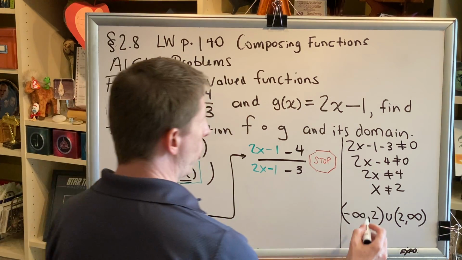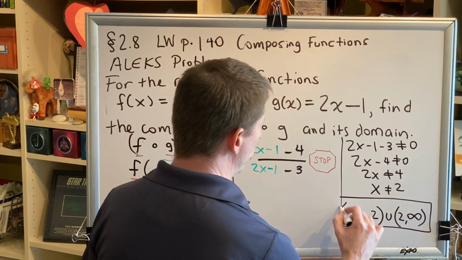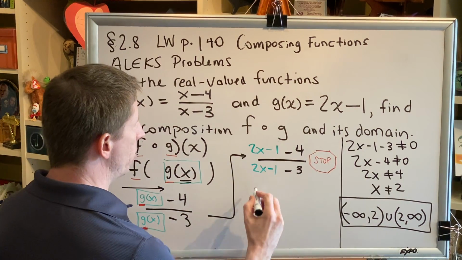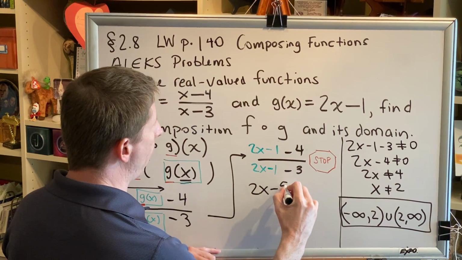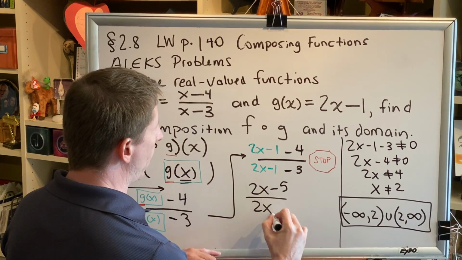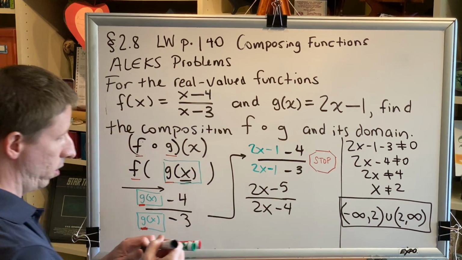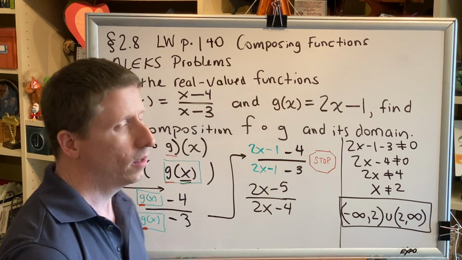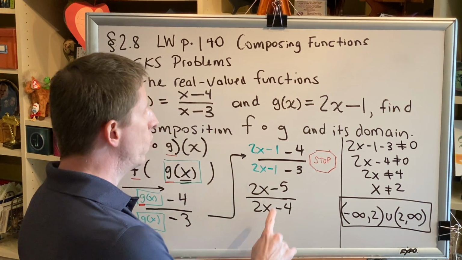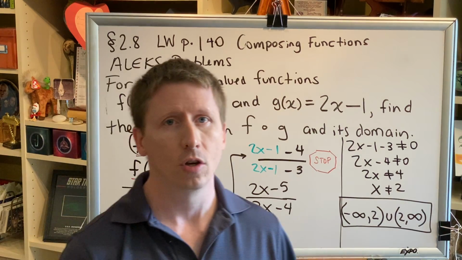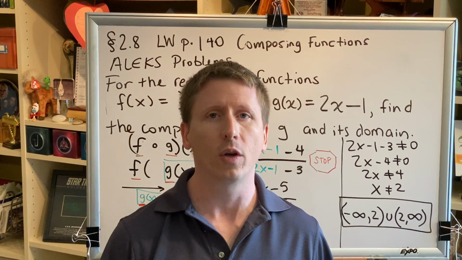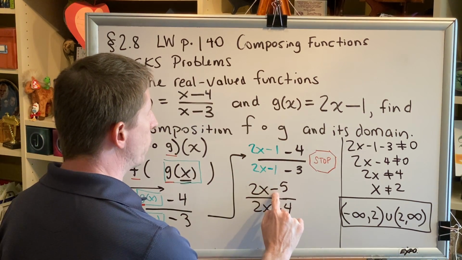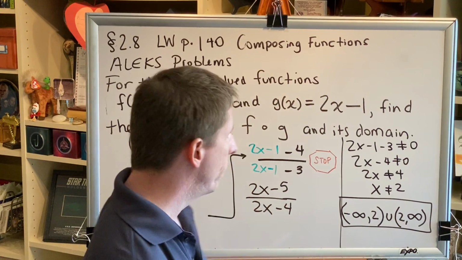Now that we have determined our domain, we go back to our problem already in progress and continue simplifying. Combining like terms in the numerator, I get 2x minus 5. Combining like terms in the denominator, I get 2x minus 4. Now, can I cancel this 2 with this one, or this x with this one? The answer is no. And the reason why is because of these two subtraction signs. Only factors can be canceled, and only when they match top and bottom. Factors do not have subtraction signs next to them.